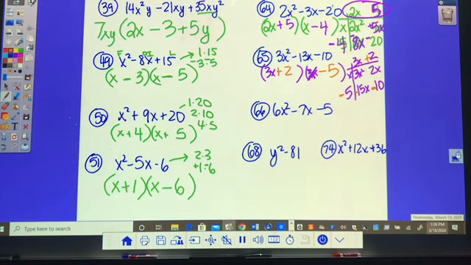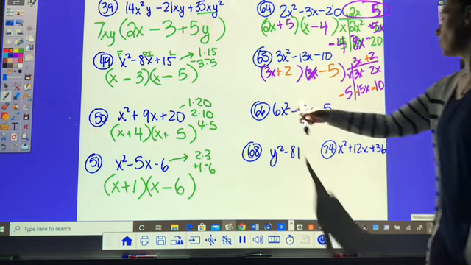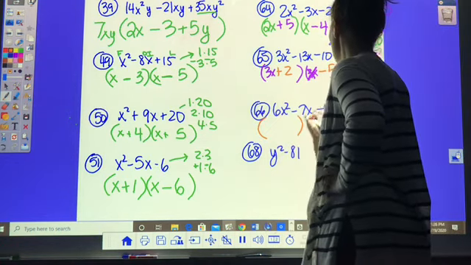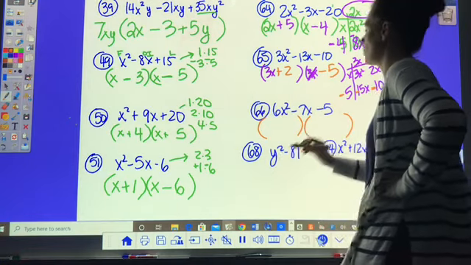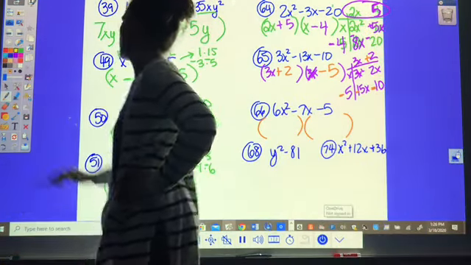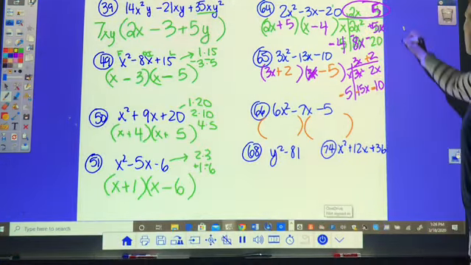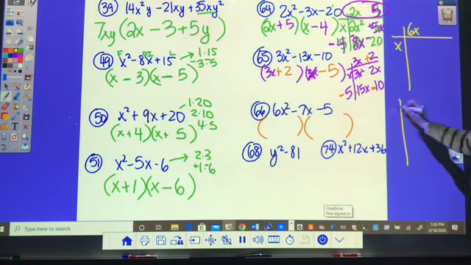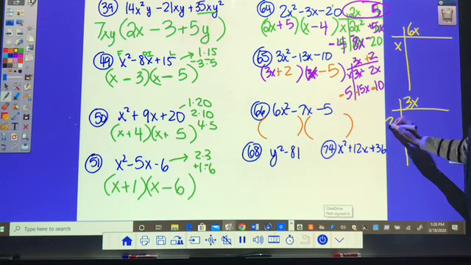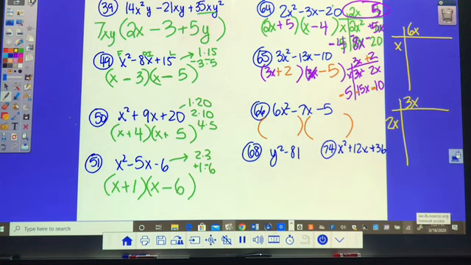Okay, 6x squared minus 7x plus 5 is a pain because you don't know in the very beginning if it's going to be 6x times x or 3x times 2x. So what I'm going to do over here is make two area models. It might be 6x times x, and it might be 3x times 2x. And then we're just going to try to figure it out.